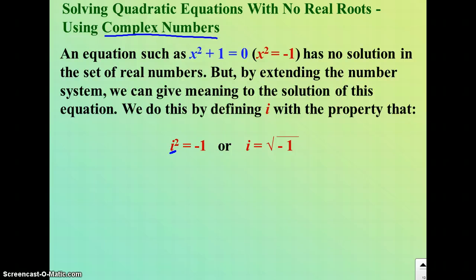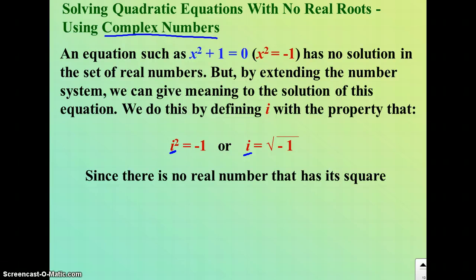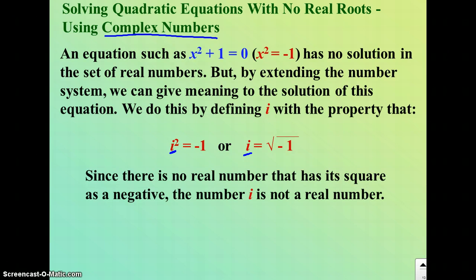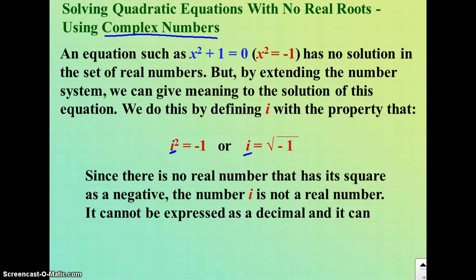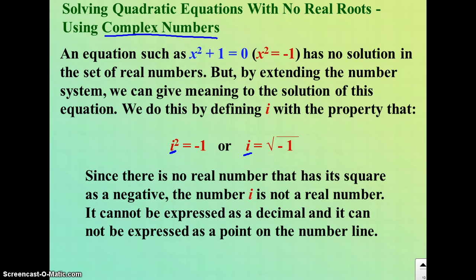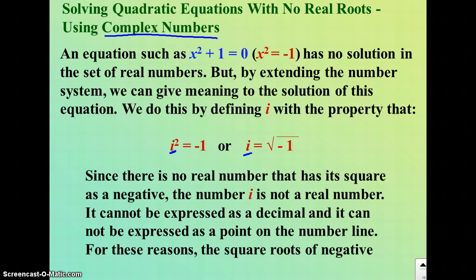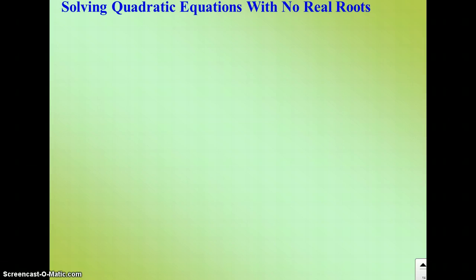It can't be a real number, so we call i an imaginary number, and that's part of the complex number system. Since there's no real number that has its square as a negative, the number i is not a real number. It cannot be expressed as a decimal, and it cannot be expressed as a point on the number line. For these reasons, the square roots of negatives are called imaginary numbers. So how can I use imaginary numbers to simplify solutions of quadratic equations? Well, let's have a look.